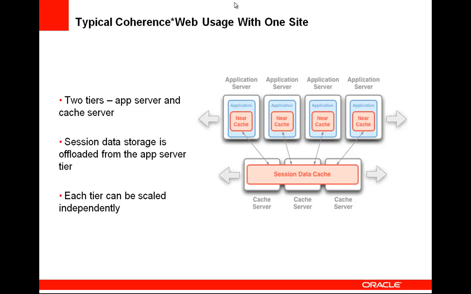The application servers can keep a small near cache, which will allow them to give very fast results to local information that they already have. But that's size limited, and the primary copy and the system of record would be in that secondary tier.